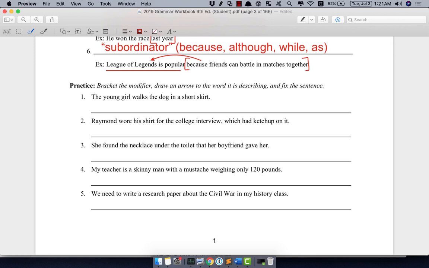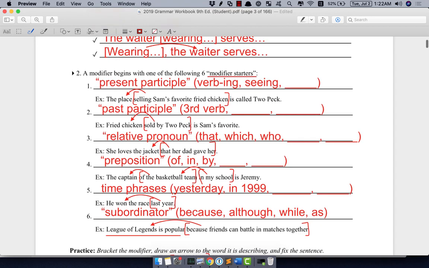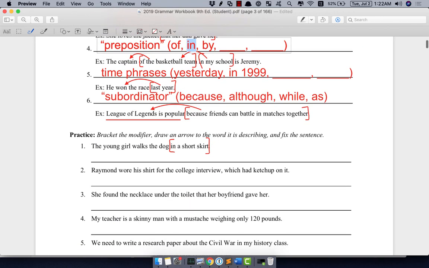Okay, I'm not sure how much time passed, but I'm guessing that's roughly 20 seconds. Hopefully you have the modifier here, in a short skirt. If you bracketed the wrong modifier, make sure you understand why the thing you bracketed is not a modifier and why in a short skirt is a modifier. In a short skirt is a modifier because the word in is a preposition here. So in a short skirt is a modifier.